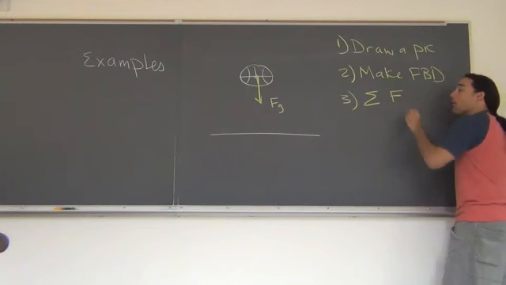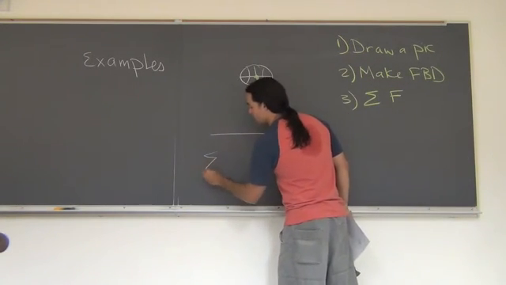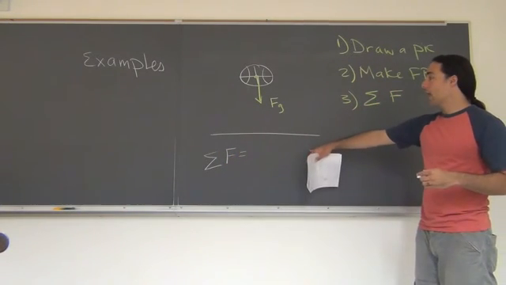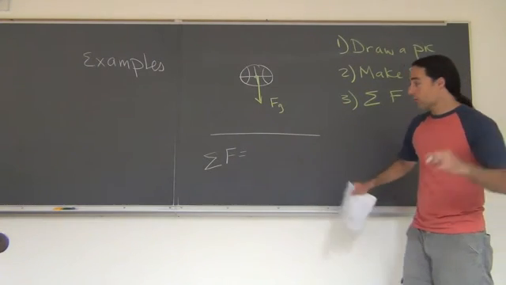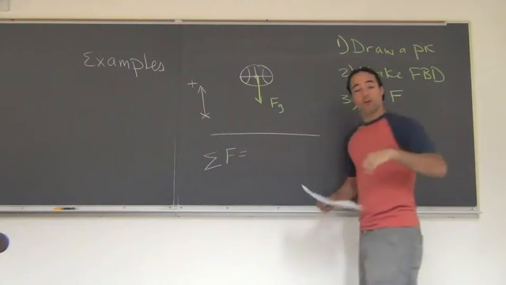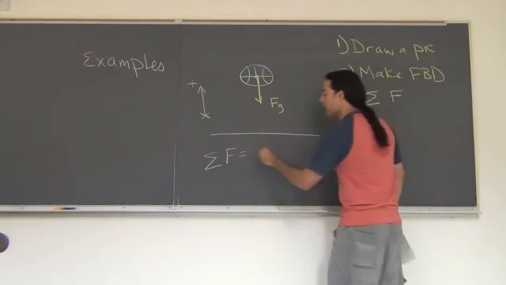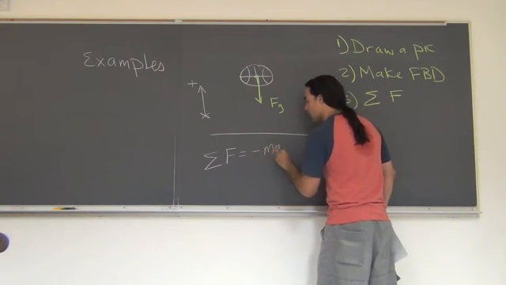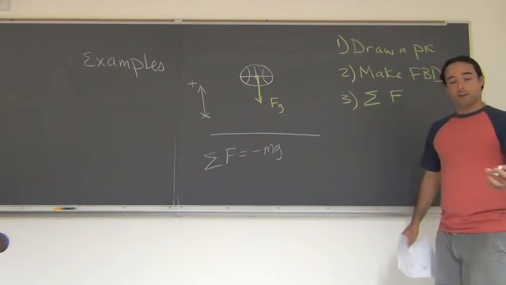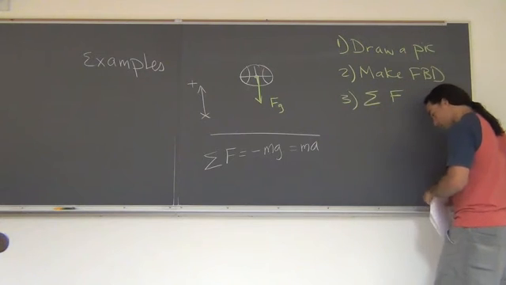Step 3, we want to sum up all the different forces. Let's do that. I sum up all my forces. I am going to get just the force of gravity. Now remember, we define up as the positive direction, therefore the force of gravity, since it's pointing down, has to be negative, and I know that is equal to minus mg. I'm going to set that equal to the mass times the acceleration.